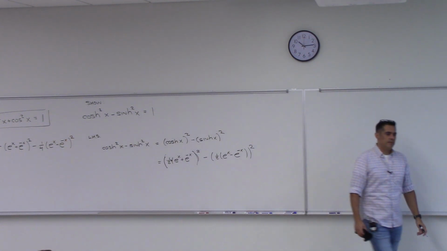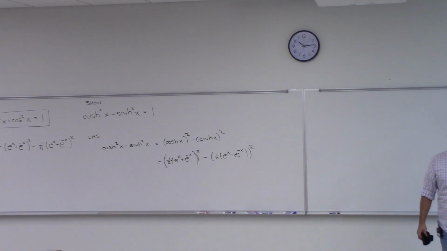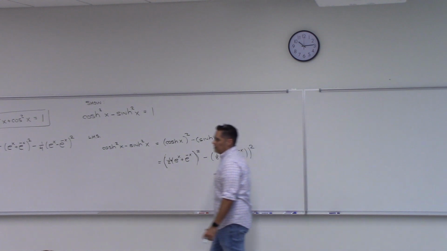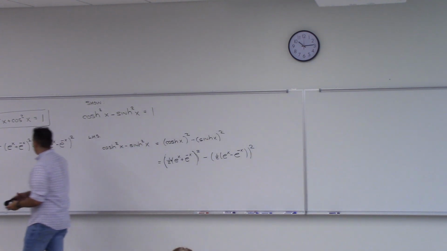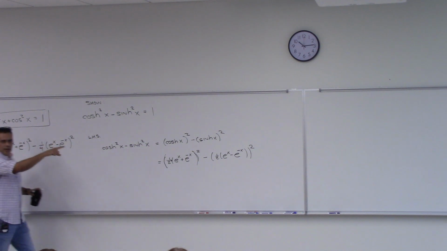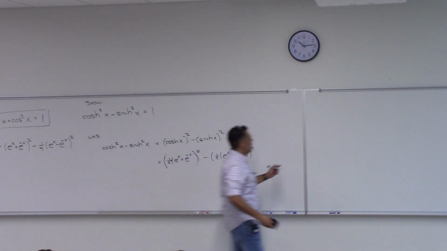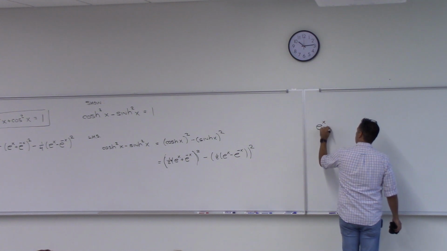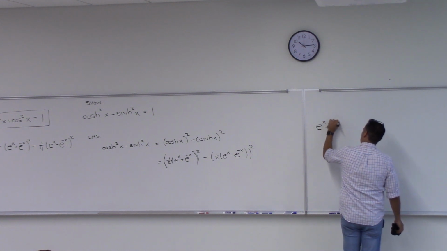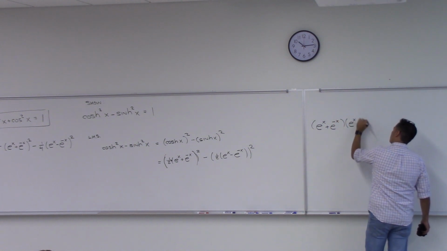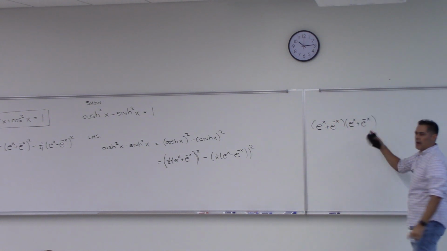Are we good? You ready to square? We have to FOIL. We have to take this, multiply it times itself, which means we have to FOIL that out. I'm going to do that over here on the side, just to keep my work clean. This is some scratch work. I'm taking e to the x plus e to the negative x, and multiplying it times itself. And now I'm going to FOIL this out.